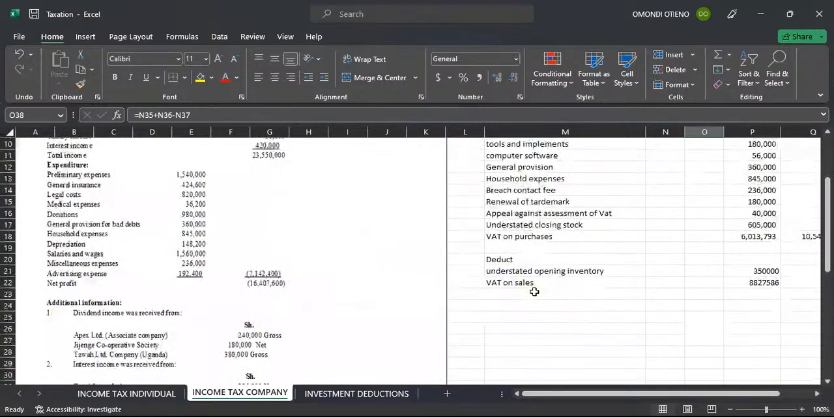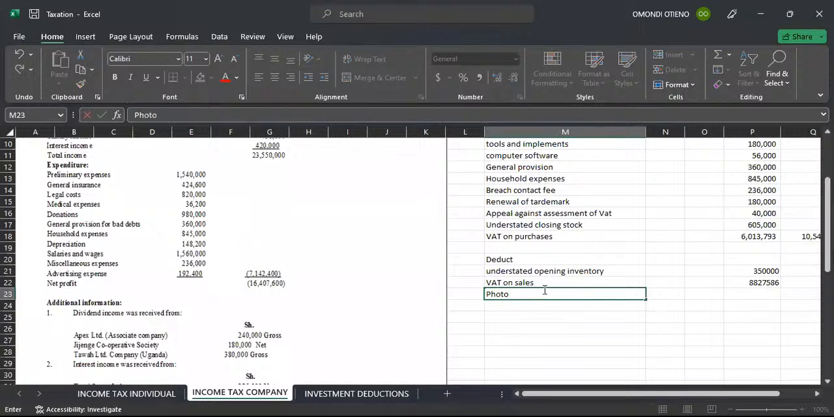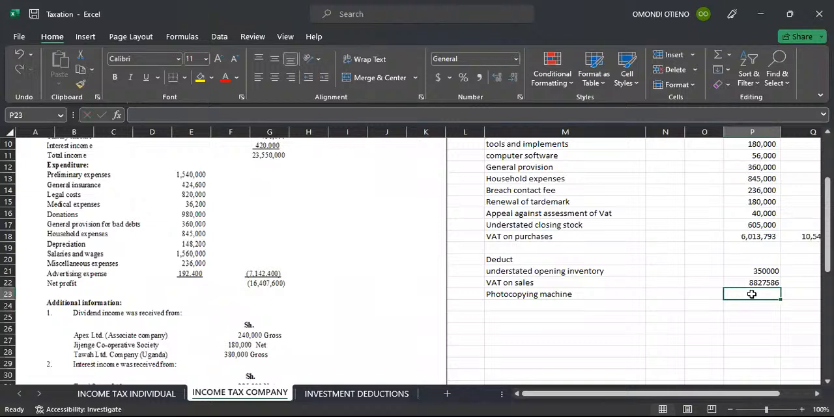Yes, so now we come here and put photocopying machine. Of what amount? 180,000. So that is the value of the photocopying machine. Any other thing that is remaining there?